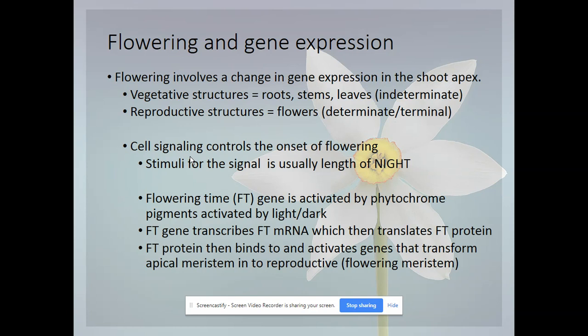The basic idea is that we've got this gene, the flowering time gene, activated by these phytochrome pigments that light will change their shape and make them an active form or an inactive form. Then that gene will transcribe messenger RNA, which makes a protein, which then binds to cells in that apical meristem, turning on the genes that make flowers. So that's the goal: to activate the gene, to make the messenger RNA, to make the protein, to activate those other genes, which will cause those flowers to grow.